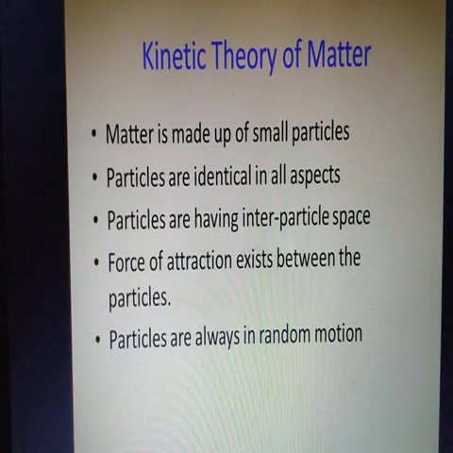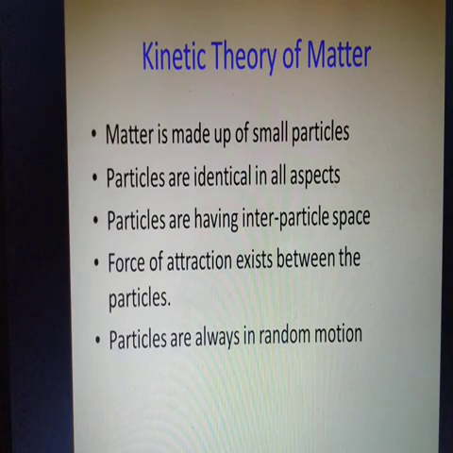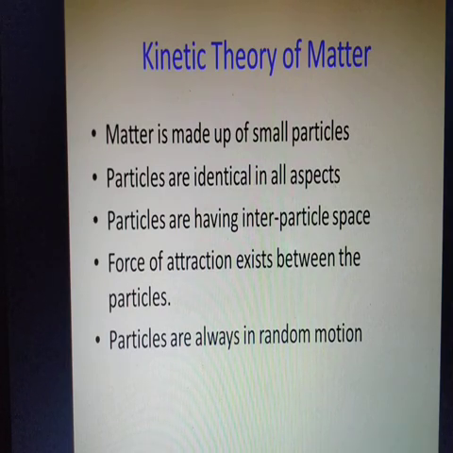Now, in kinetic theory, the first point is that matter is made up of small particles. What's the second? All the particles by which a matter is made up of are identical in all respects.